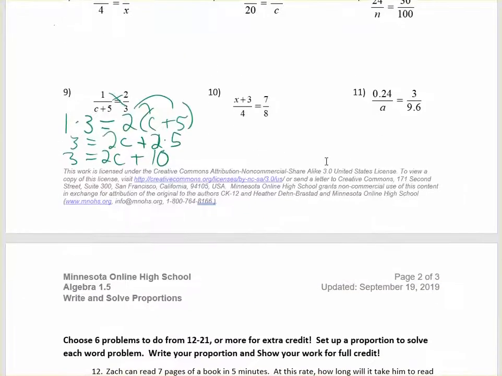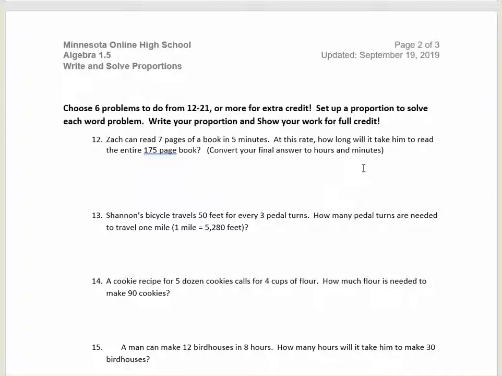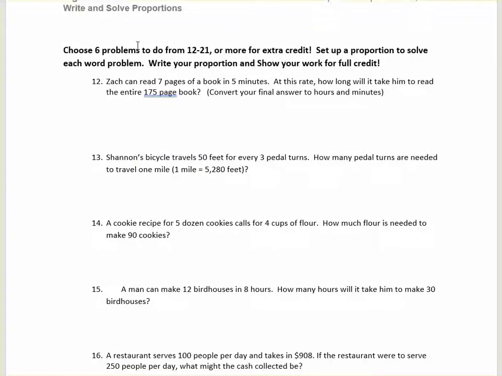Number 9 is not done. You'll need to finish it. In the next section, you need to choose 6 problems to do from 12 through 21, or you can do more for extra credit. Set up a proportion to solve each word problem, write your proportion, and show your work for full credit. So in this section, if you just put the answer, you'll lose points on your assignment. So you need to show me what proportion you used and show your work.